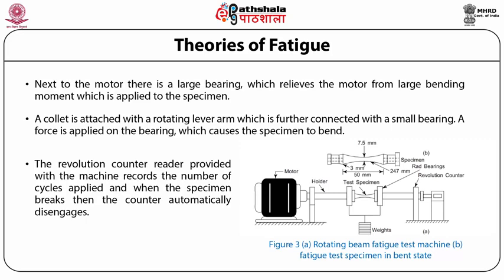As we can see in the given figure, which consists of two parts A and B. Part A of the figure shows the rotating beam fatigue test machine, which consists of a motor, a holder, a test specimen, and the weights, and obviously the revolution counter and the bearings. The second part of the figure, part B, shows the fatigue test specimen in the bent state.